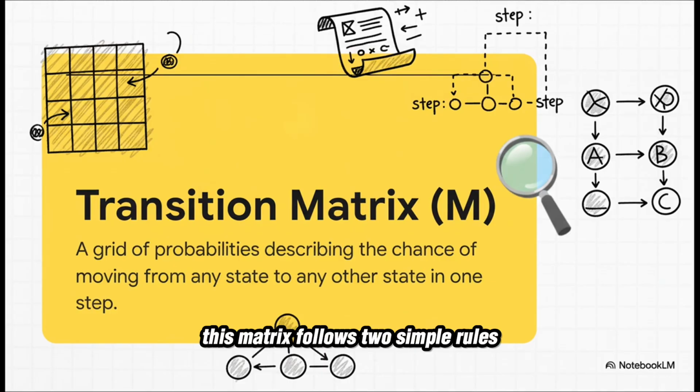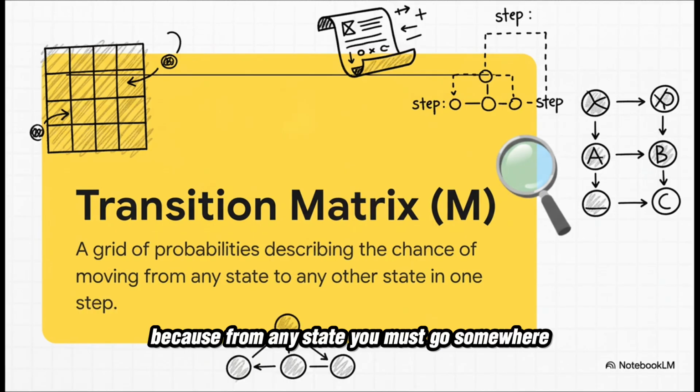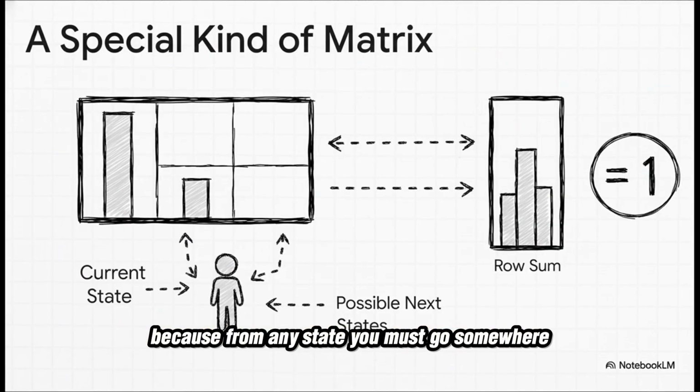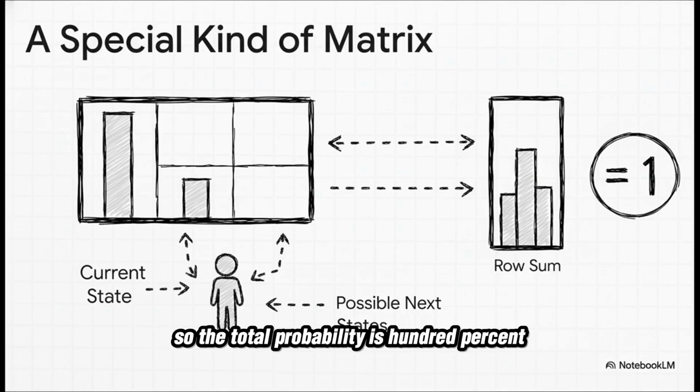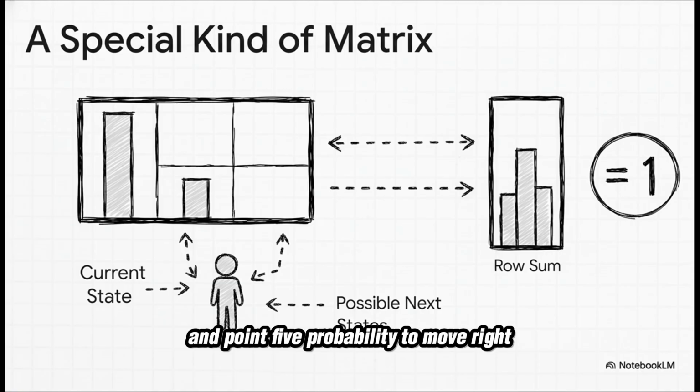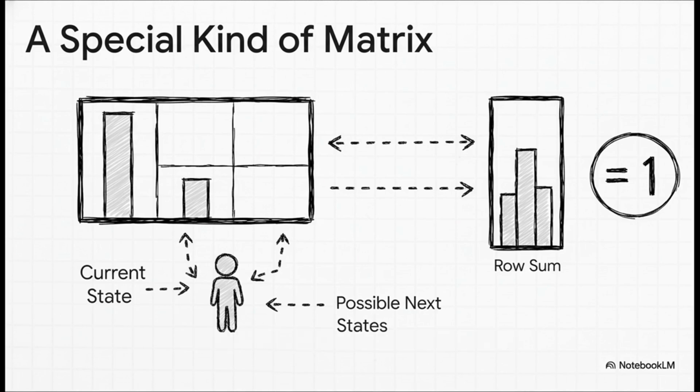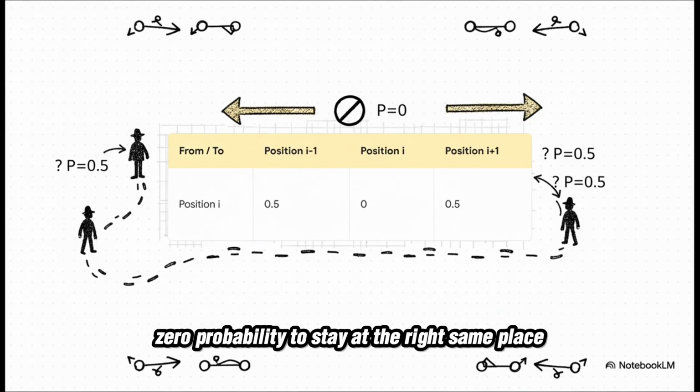This matrix follows two simple rules. All values are between 0 and 1. Each row adds up to 1. Why? Because from any state you must go somewhere. So the total probability is 100%. For our walker, 0.5 probability to move left and 0.5 probability to move right. 0 probability to stay at the same place.